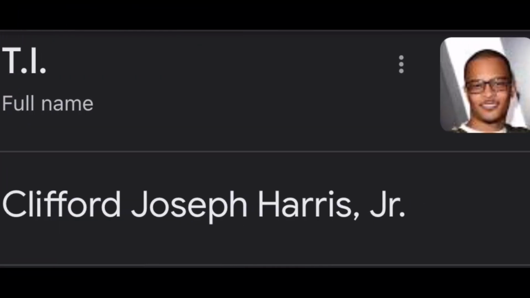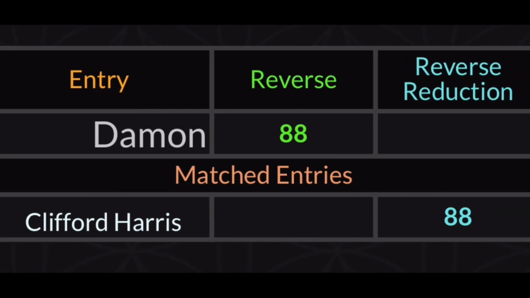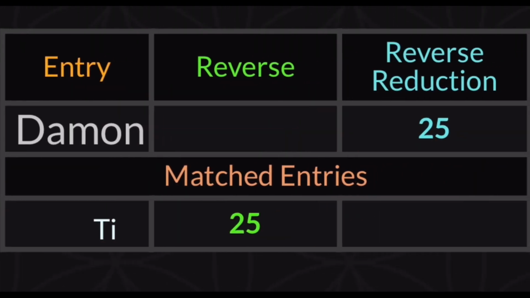Now let's get into the next character, which is T.I., because as you guys can see by this comparison, T.I. looks exactly like Damon Wayans. He's just a lighter version, and like I said, all of these characters have that same pointy nose and the same eyes, so that's how you can really see the resemblance. And T.I.'s real name is Clifford Joseph Harris. So Damon equals 88, and Clifford Harris, which is T.I.'s real name, also equals 88. So these two characters are also connected in many ways because, again, Damon equals 25 and T.I. equals 25. So clearly these two characters are the same as well.